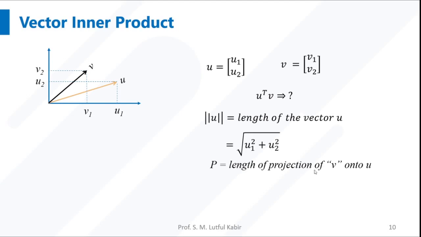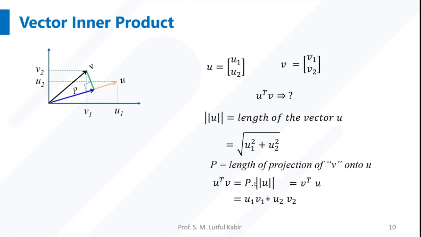So let us now define another scalar term, which is the length of projection of V onto U. If you take a projection from the V tip onto U, in this line, this is your p. If you take a vertical line from the V tip onto U, then the length will be called p. And mathematically it can be shown that U transpose V, that is our point of discussion, is nothing but p multiplied by the magnitude of U. This magnitude is the magnitude of vector U, and this is the length of the line projected from the vector V onto U. Mathematically, this is equal to U1 V1 plus U2 V2. If you transpose U and multiply with V, you will end up with this equation.